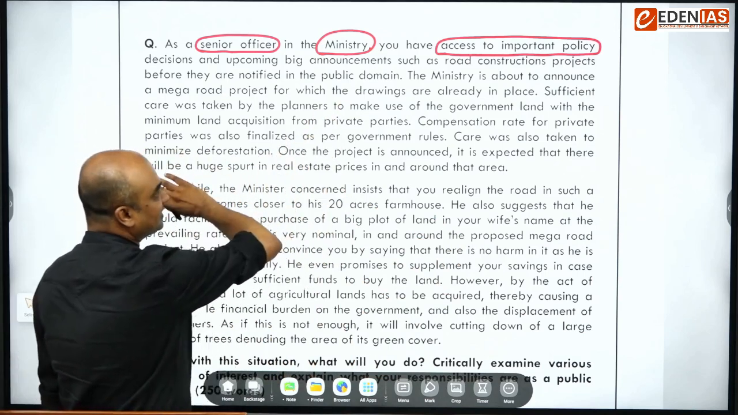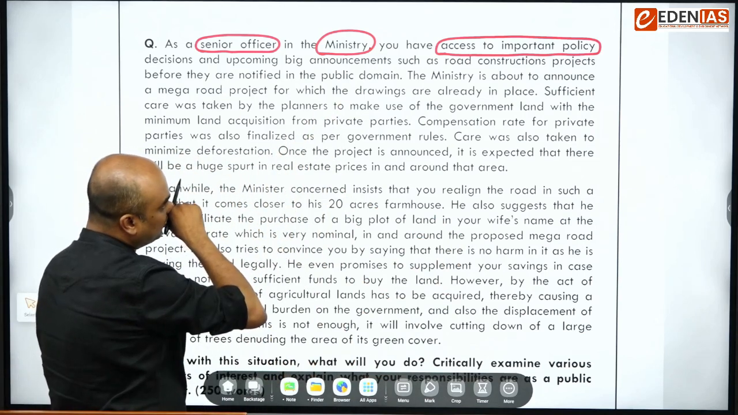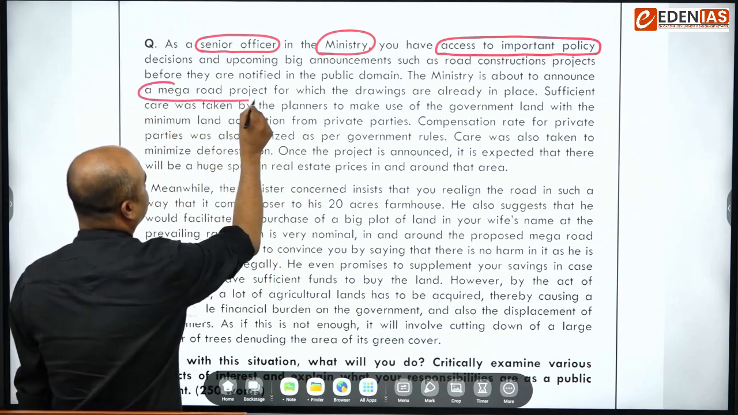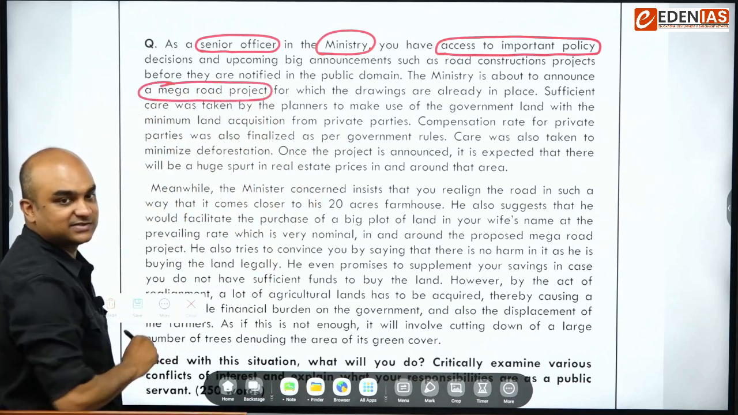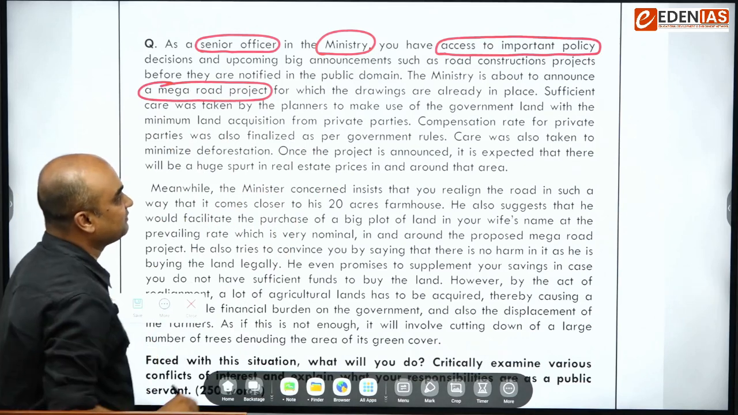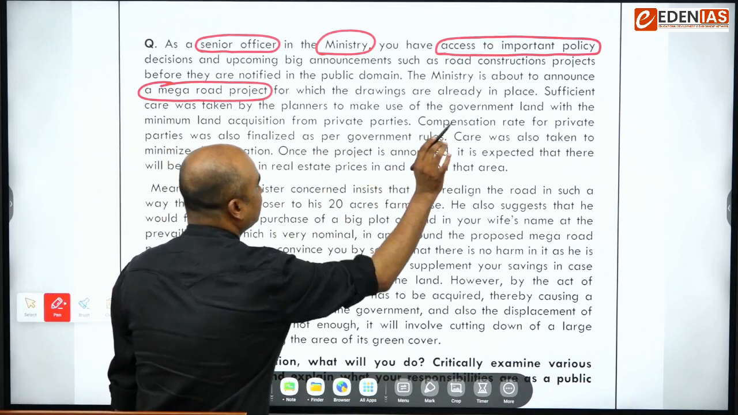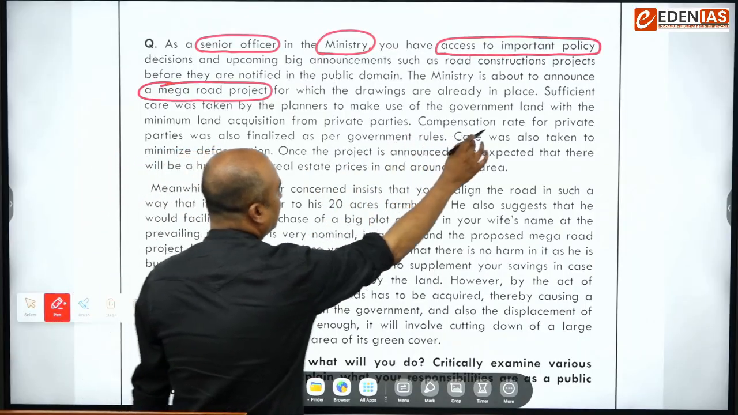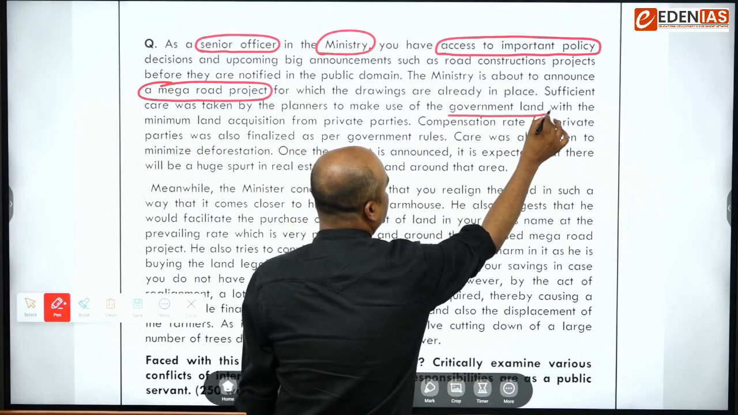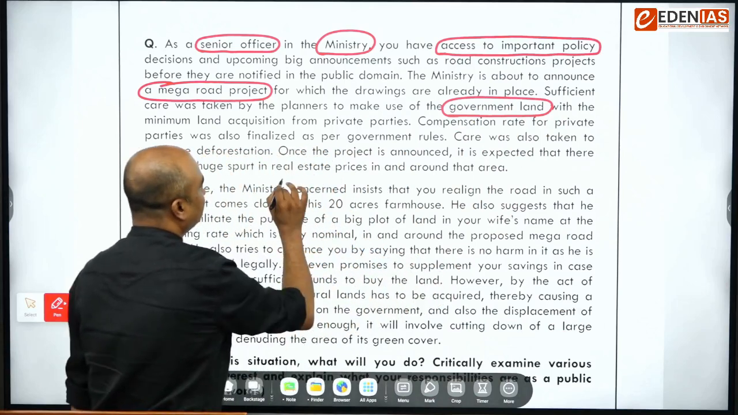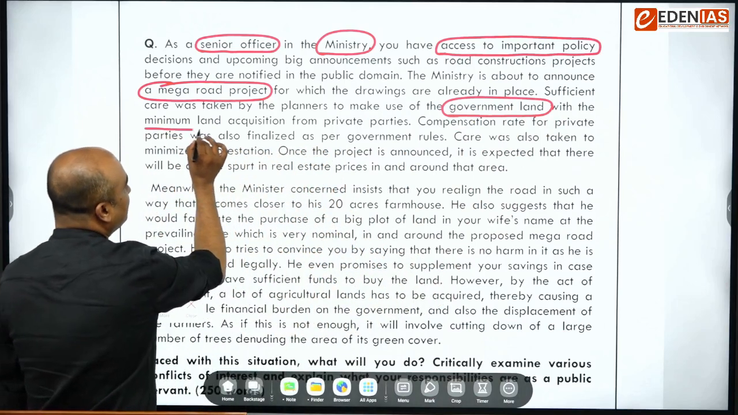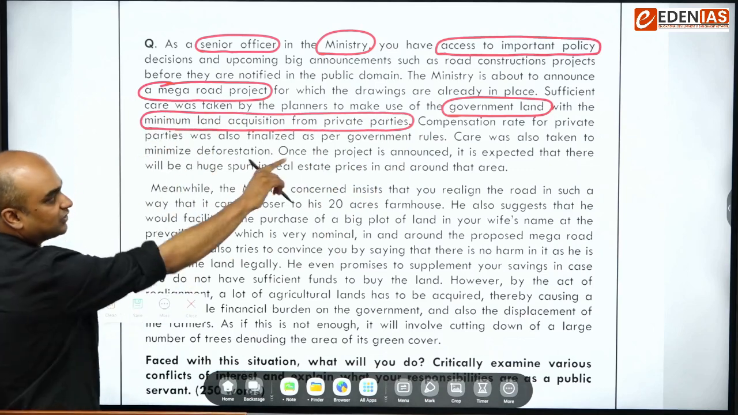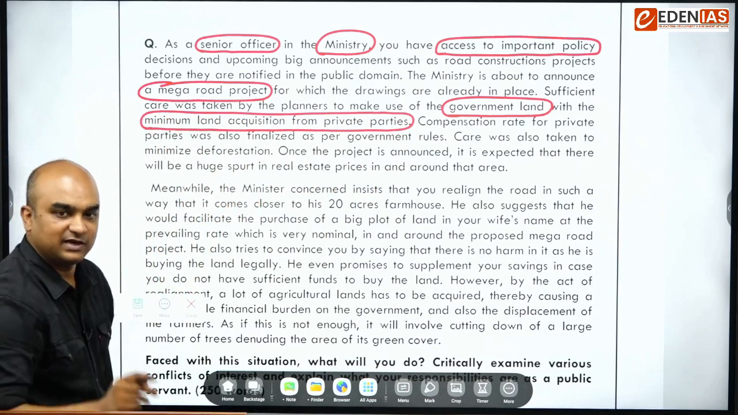Even before the information comes out in the public domain, the ministry is about to announce a mega road project. That is another fact of the case. Drawings are already in place, and sufficient care has been taken. Most of it would be on government land, with minimum land acquisition from private parties.